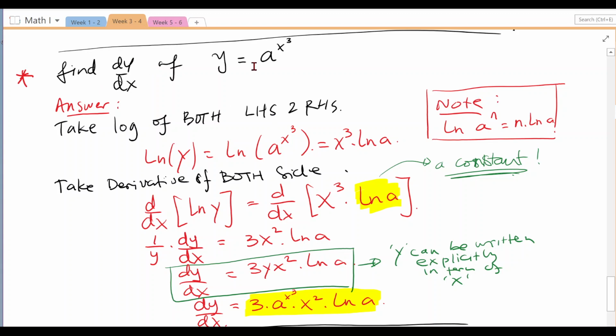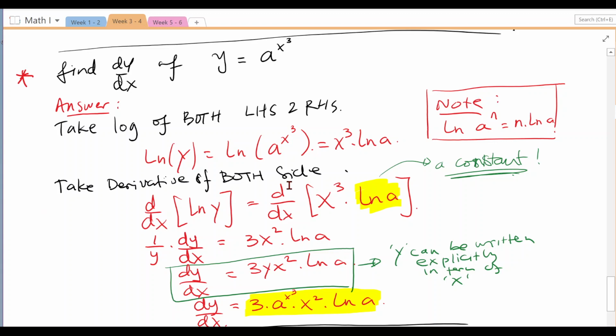the derivative of y equals 8 to the power of x cubed. In this case we take the natural log of both the left hand side and right hand side. ln y equals ln a raised to the power of x cubed, therefore equals x cubed times ln a. A side note here: ln a raised to the power of n equals n times ln a. That's the formula, if you like.